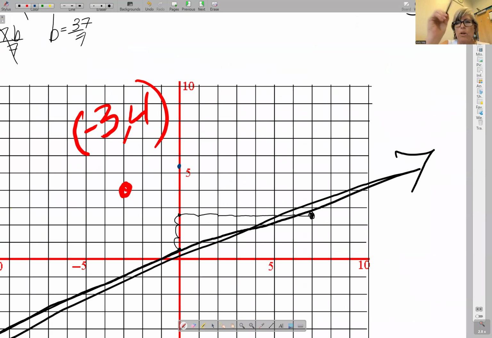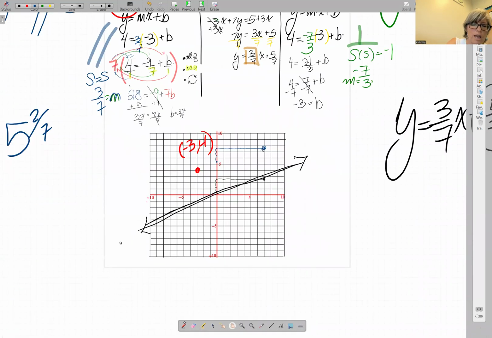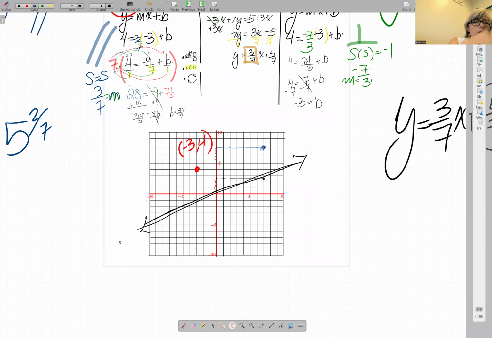And remember, it's 3 up, 7 over. So 1, 2, 3-ish. 1, 2, 3, 4, 5, 6, 7. Okay. I don't have a straight edge. This isn't very exact, but you can kind of see where we're going with this. This was the parallel. And you asked, does it go through that point? And looky there, it kind of does.